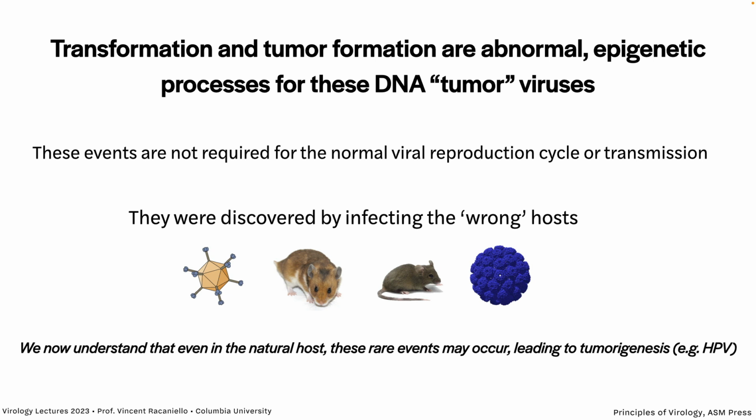And so this is all an accident because people were using the wrong hosts. These events, the transformation of cells and causing tumors, don't happen in the normal hosts for these viruses because the viruses kill cells. So we discovered them by putting the virus in the wrong host. Why did we do that? Well, someone once took a polyomavirus and infected a different host just to see what would happen. And they got tumors. And that led them down this path.